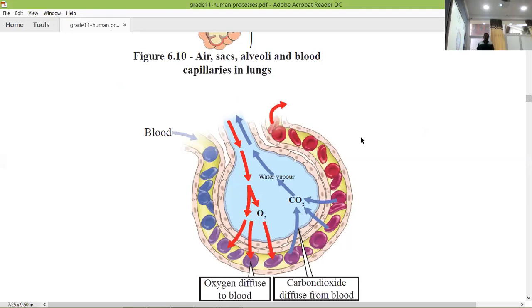Both the alveolus and the blood capillary walls are made of squamous epithelium, a single cell layered epithelial tissue. Across these two tissues, this gas exchange occurs. This diagram shows you that clearly.